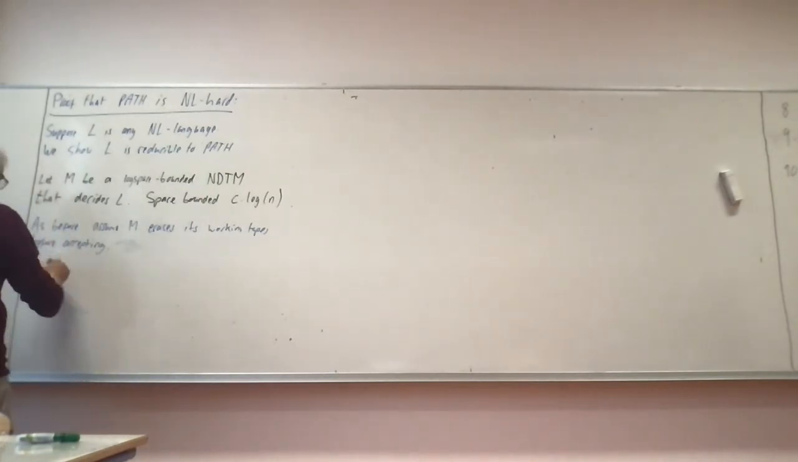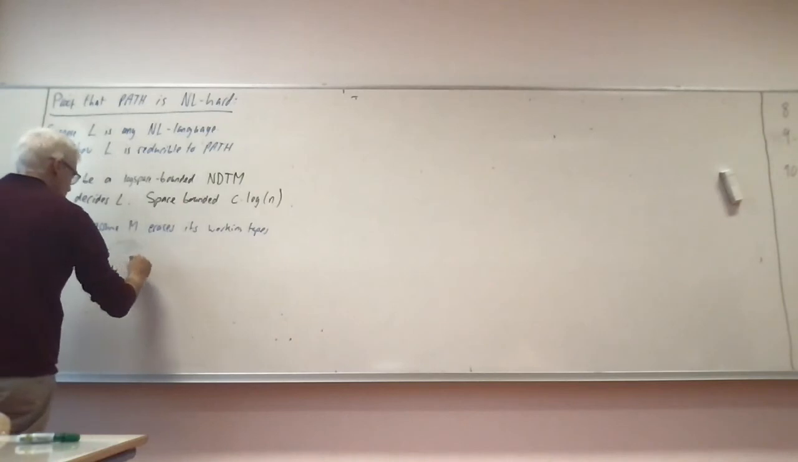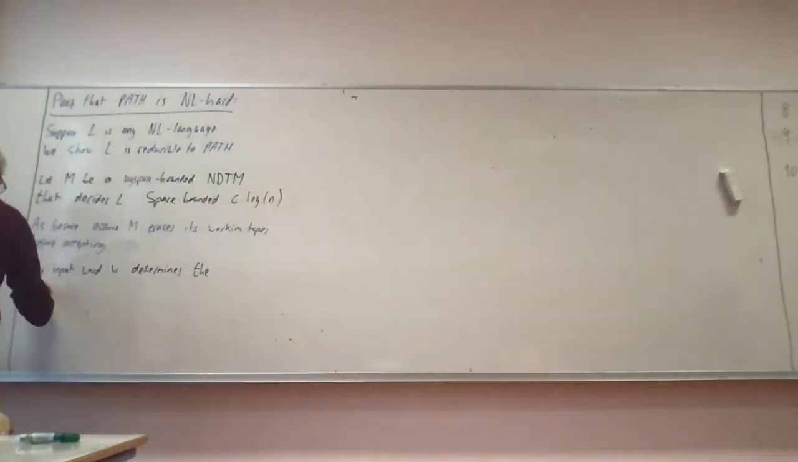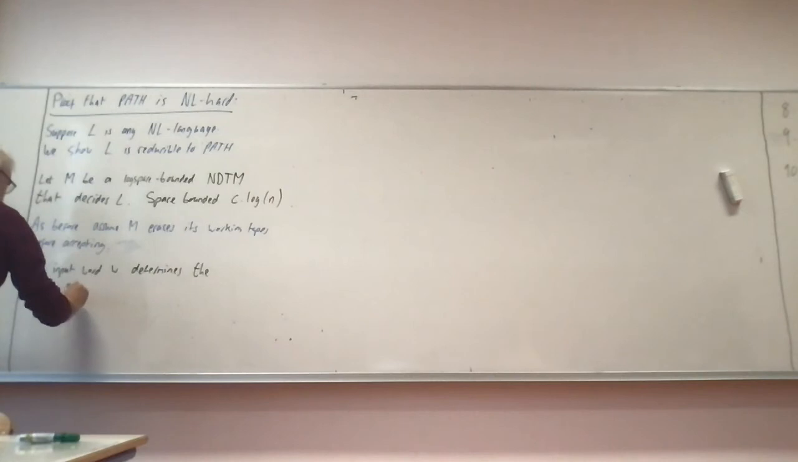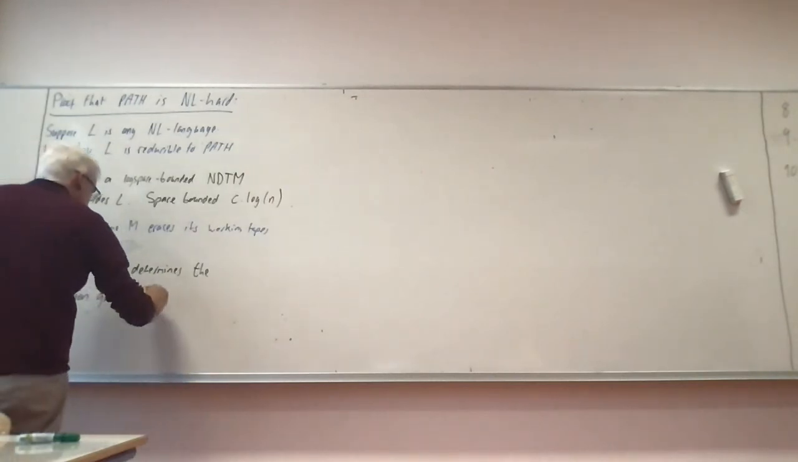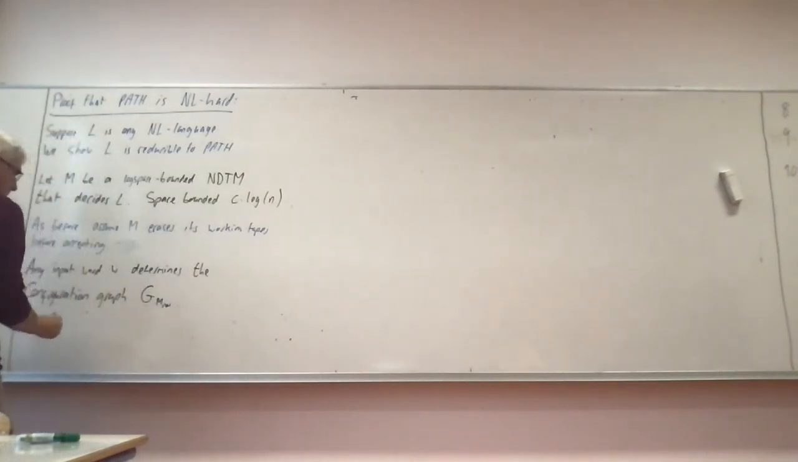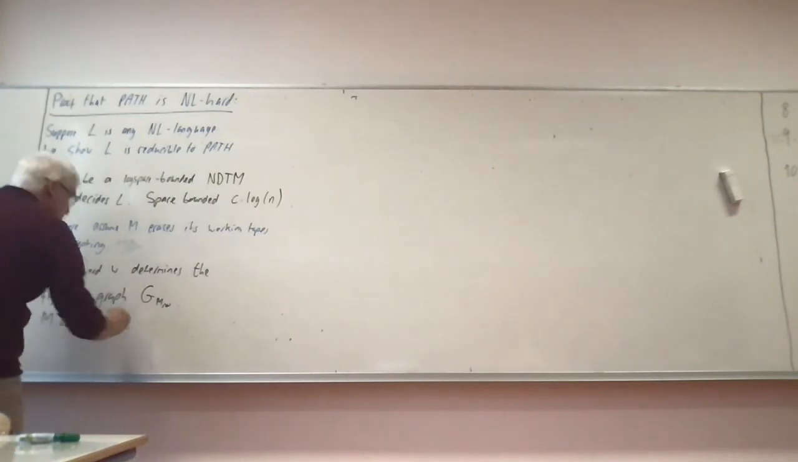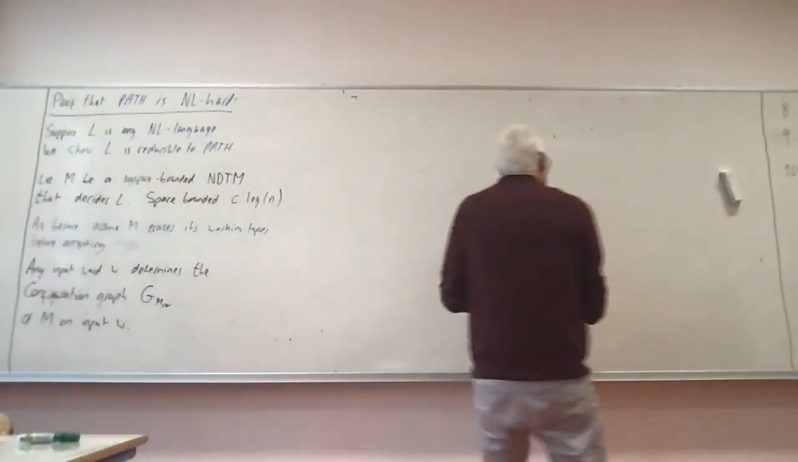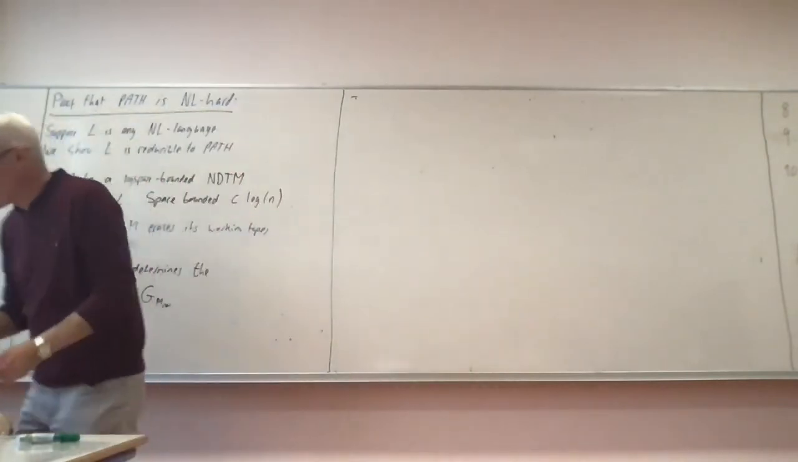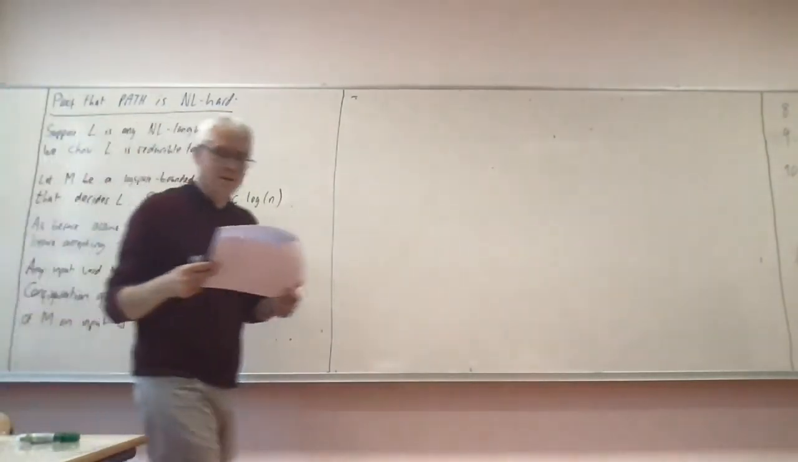So any input word w determines the configuration graph, let's call it G sub M,w, so of M on input w. So let me remind you again what configurations look like. This is the third time we've done this, but each time there's a different important point to make about the configuration.